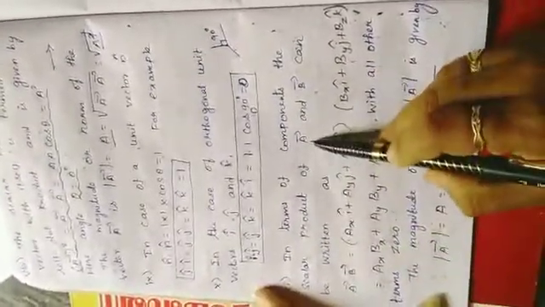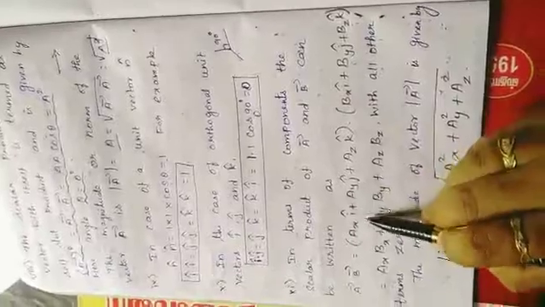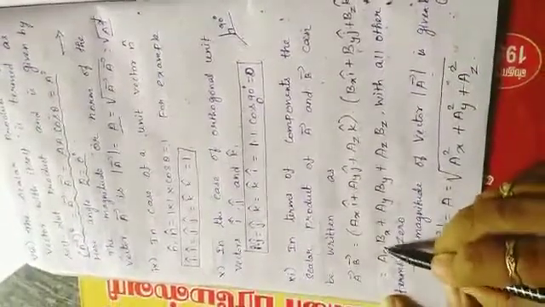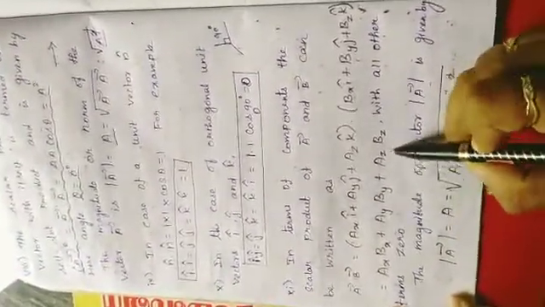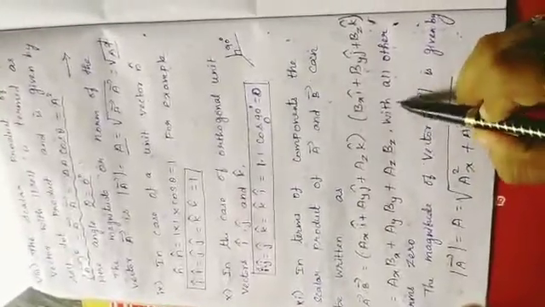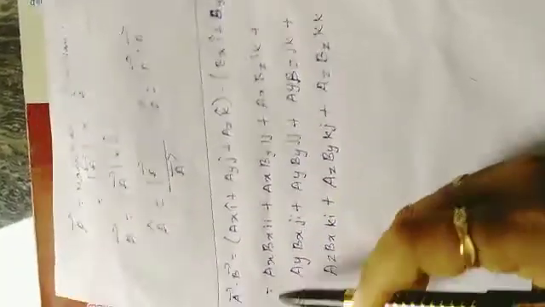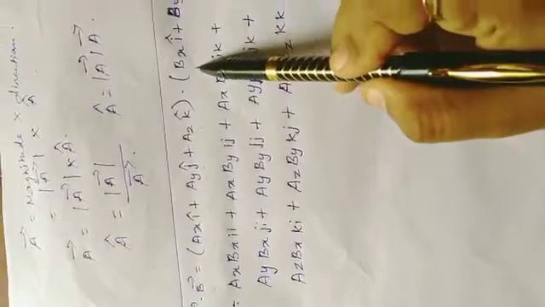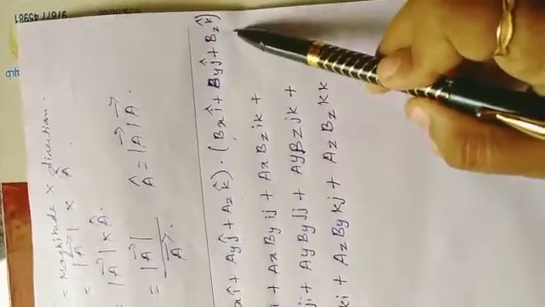Next, in terms of components, the scalar product of A vector and B vector can be written as follows. If we take the components, A vector dot B vector is equal to ax i plus ay j plus az k, dot bx i plus by j plus bz k. Now I am explaining.